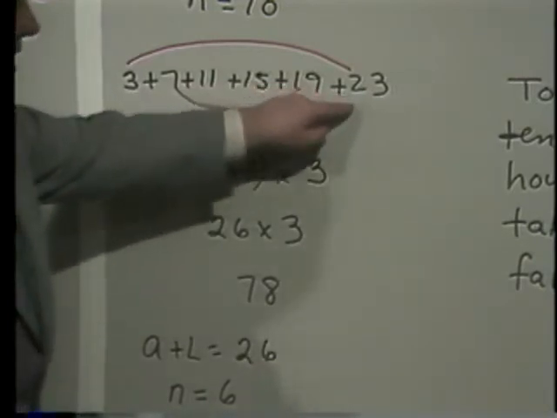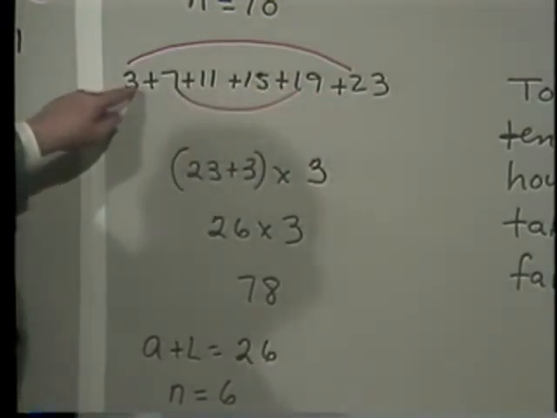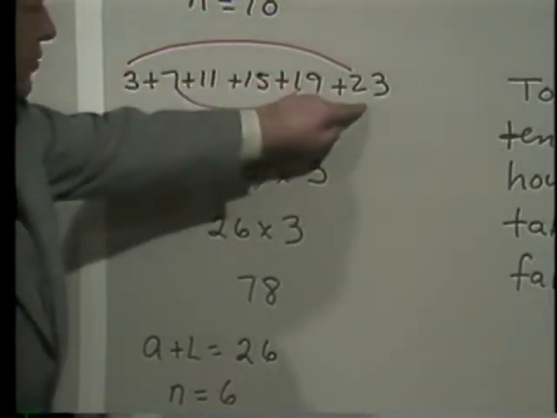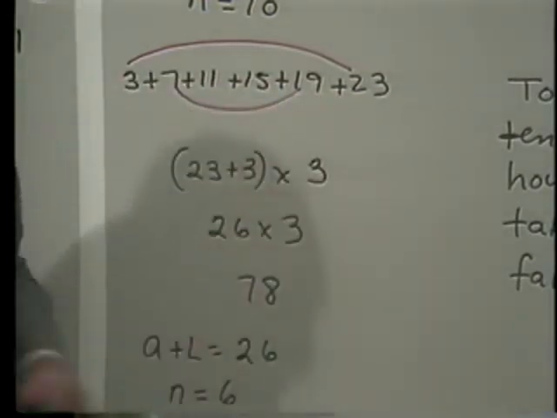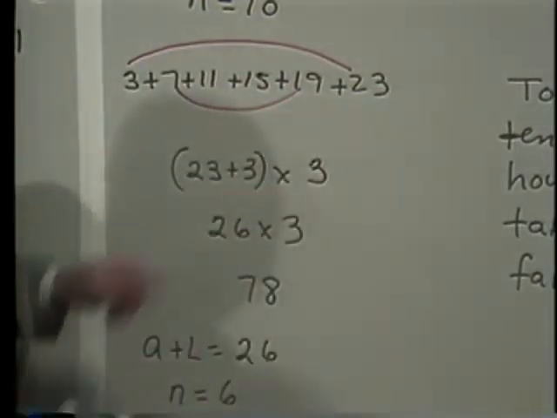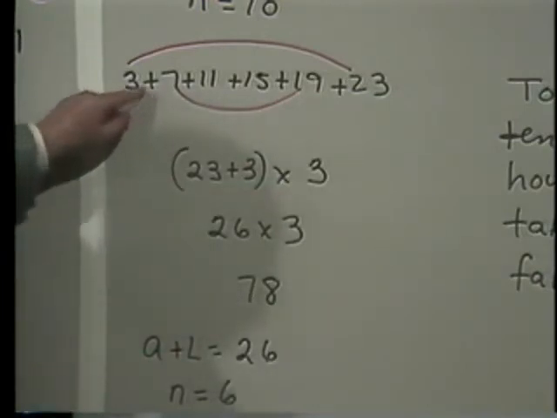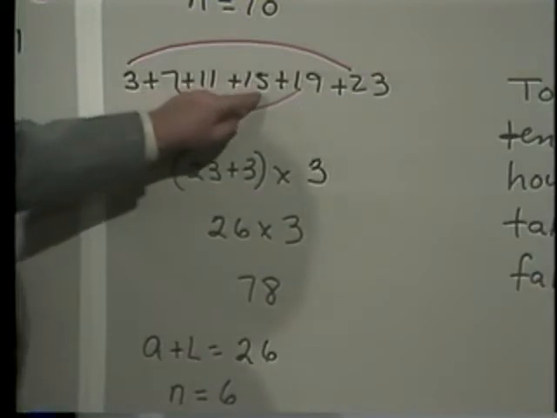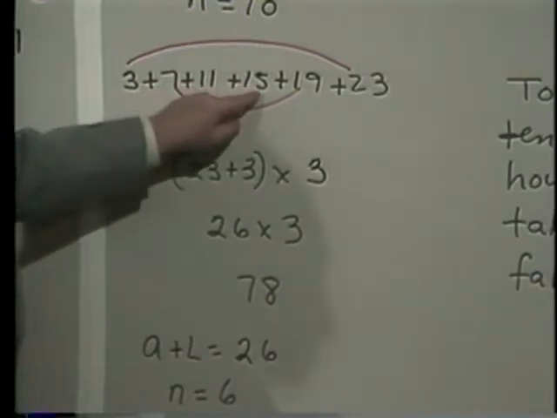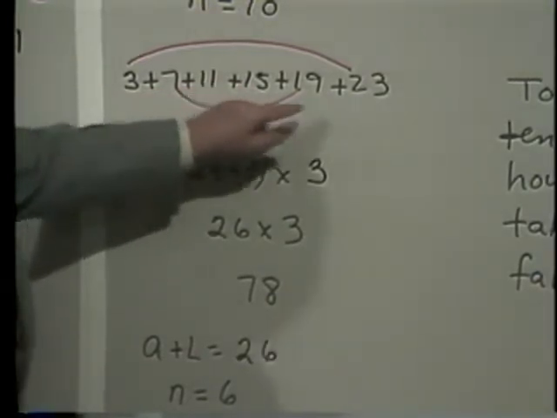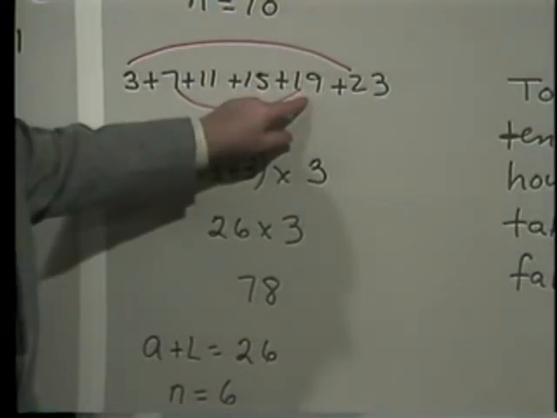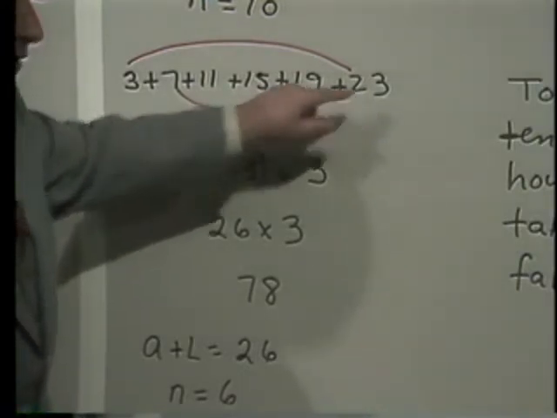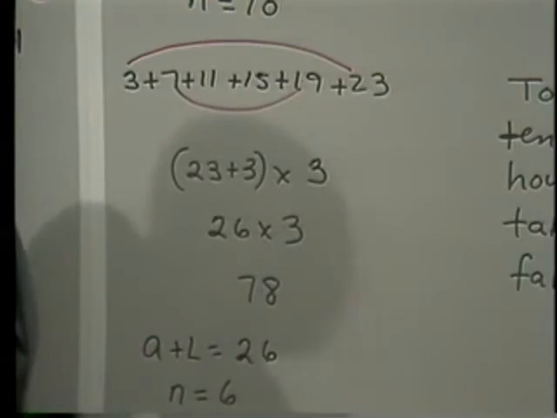So a quick way of adding this is to say what? 23 plus 3 is 26. There are 3 pairs. 26 times 3 is 78. Let's check that. 3 plus 7 is 10, plus 11 is 21. 21 and 15 is 36. Well, I hate doing this stuff live if I make a mistake, golly. 36 and 19 is 55. 55 and 23 is 78.